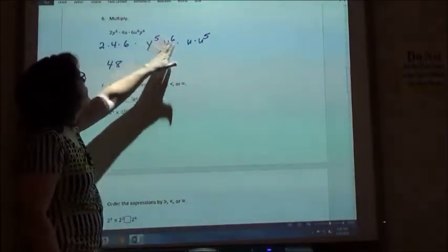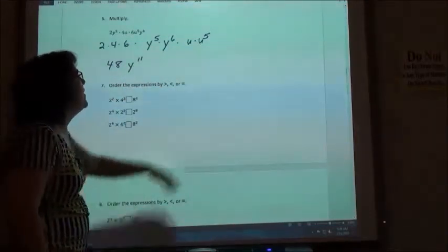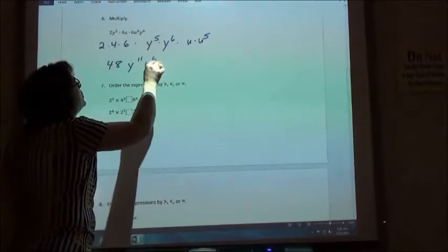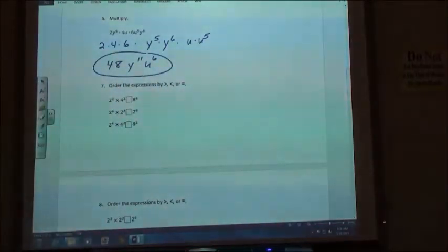Y to the 5th times y to the 6th, I add my exponents, I get y to the 11th. U times u to the 5th, again I add my exponents, so u to the 6th power. So 48 y to the 11th, u to the 6th.